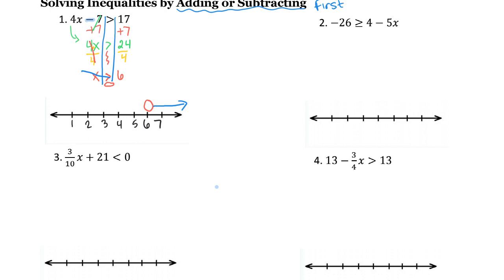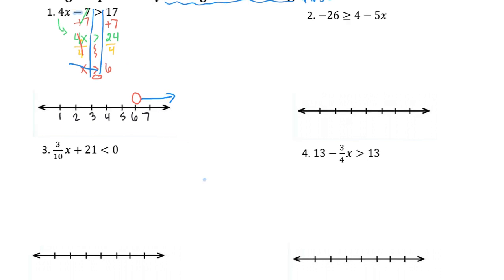Okay, we're going to do another one together. All right, so the next one is the same. We're going to start by drawing the river. There's a +4 here, so the opposite of a +4 is a -4. So we're going to subtract 4 on both sides. These 4's cancel. My -5x gets brought down. -26 minus 4 is -30. Bring your inequality symbol down.